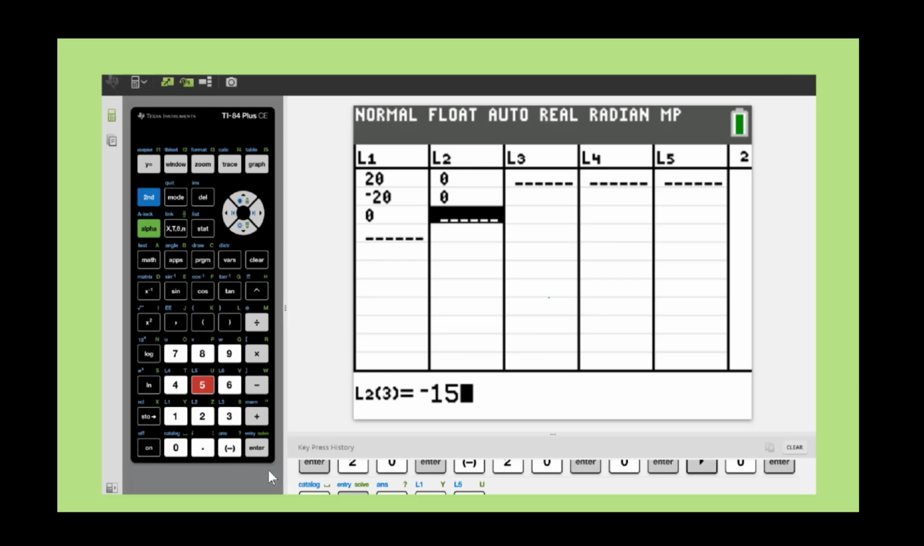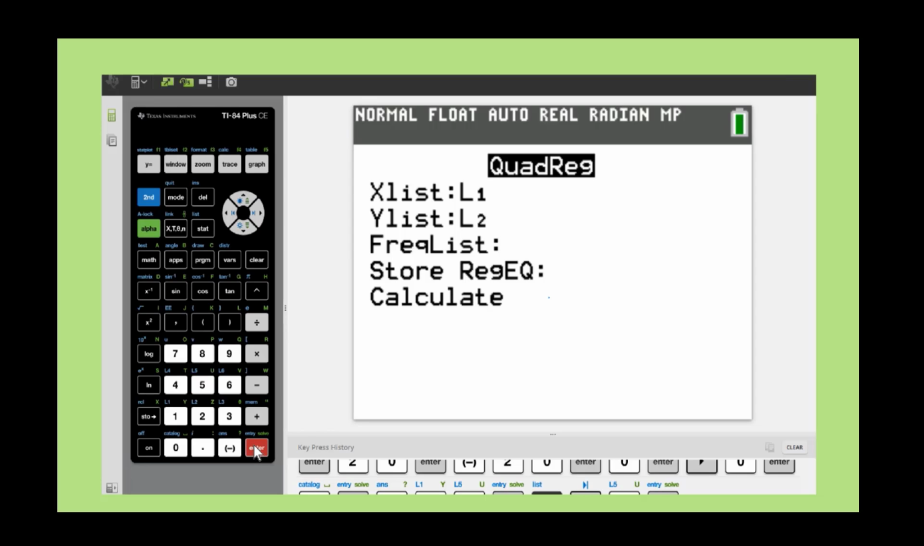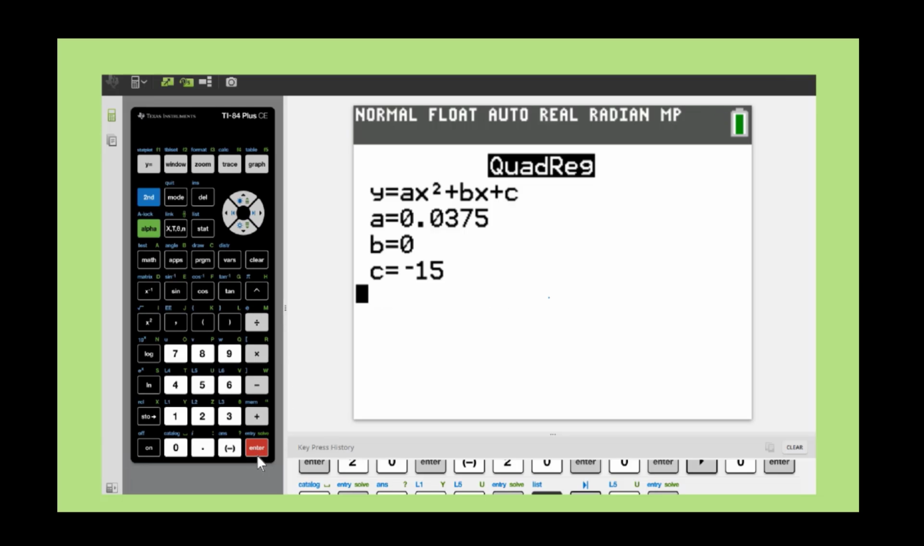We've done this a couple times, so let's now go ahead and hit stat, calc, looking for quadratic regression, 5, hit enter, enter, and enter, so we get down to calculate, and then we hit enter again for calculate, and we get the equation. So our A is 0.0375, and we have a B of 0 again, because we're on the y-axis, so we're not going to have one. And then we have a C that equals negative 15.